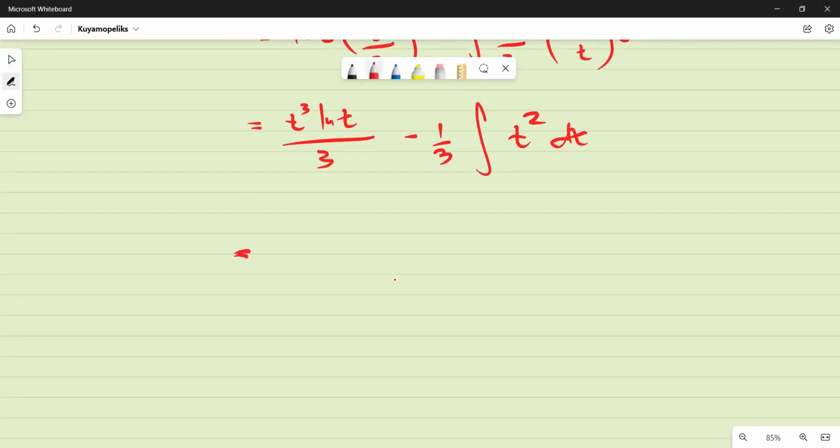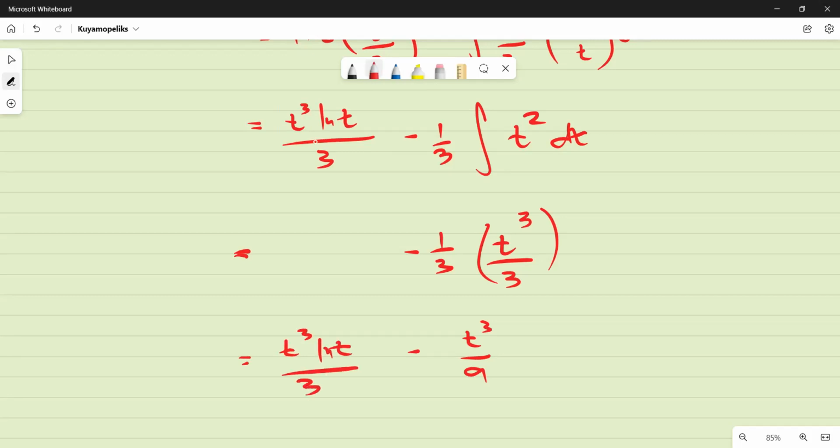So therefore, wag na natin i-rewrite yan. Mamaya na. Integrate muna natin to. This is negative 1/3. Ano yung integral nito? Magiging t cube divided by 3. Tapos, simplify natin further. Magiging negative t cube divided by 9. Tapos, isulat lang natin ulit ito. That is t cube ln t over 3.